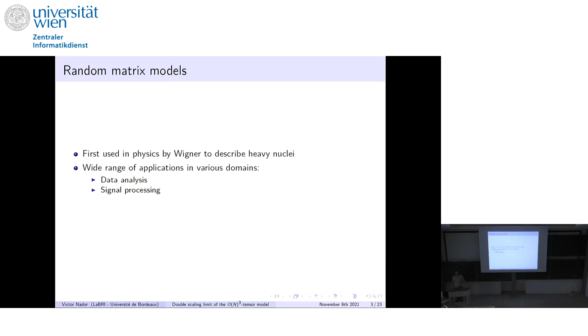And now it has found a wide range of applications in various domains, mostly in data analysis or signal processing. But as you may have guessed, the property that makes them relevant for my talk today is the use of random matrices to describe random discrete surfaces, which I will sometimes refer to as simplicial surfaces. You can think of it as a triangulation, but using any type of polygon.